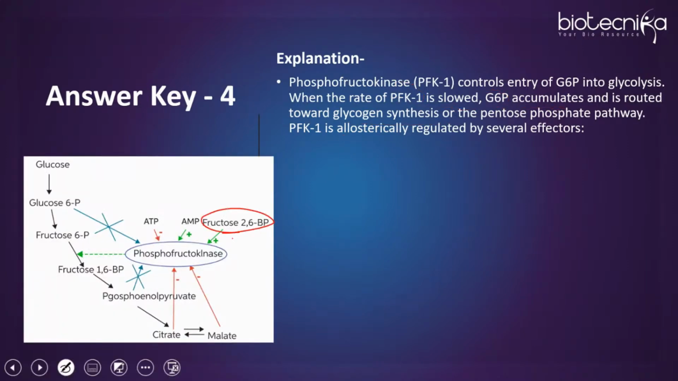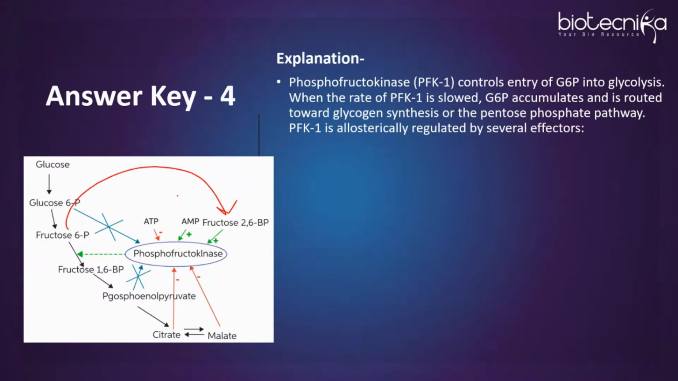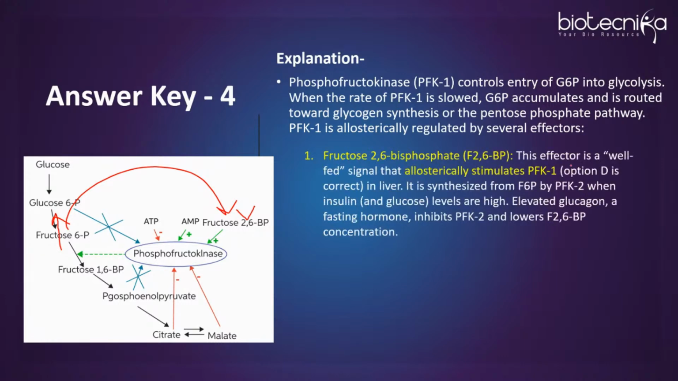One factor is fructose 2,6 bisphosphate, which positively activates phosphofructokinase. I told you about fructose 6 phosphate to fructose 1,6 bisphosphate by PFK. Actually, fructose 2,6 bisphosphate comes from fructose 6 phosphate only when its concentration is high. So then only you will get this, right? This effector is allosterically stimulating PFK1. That's why D is correct.